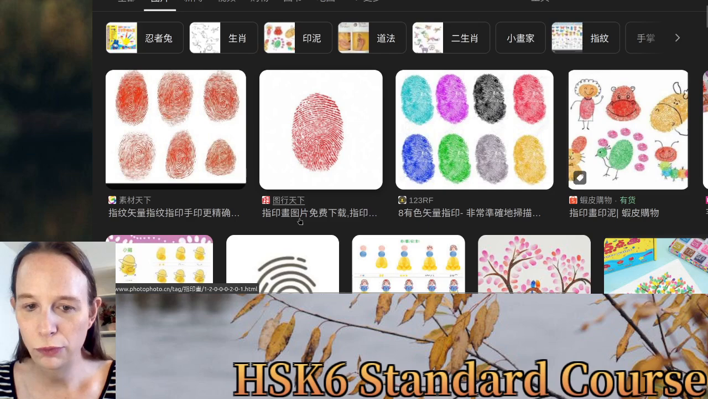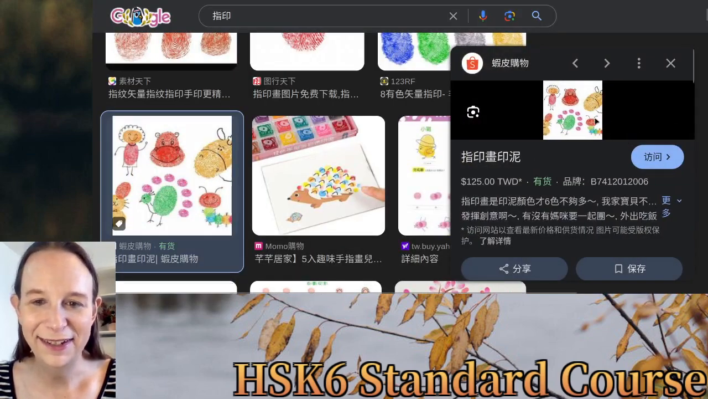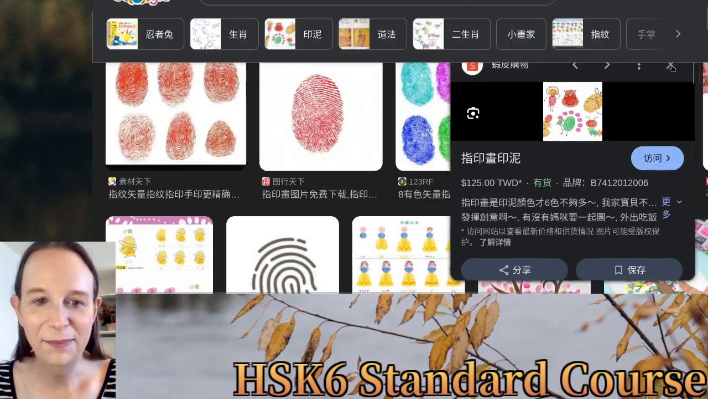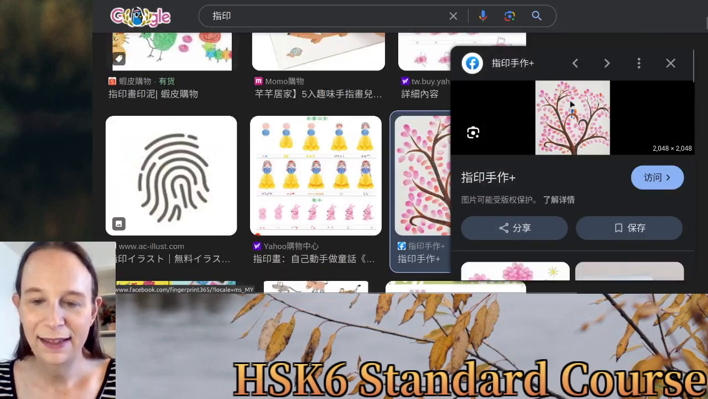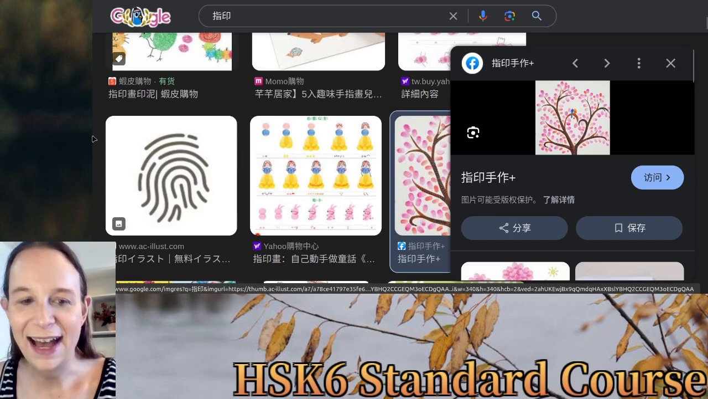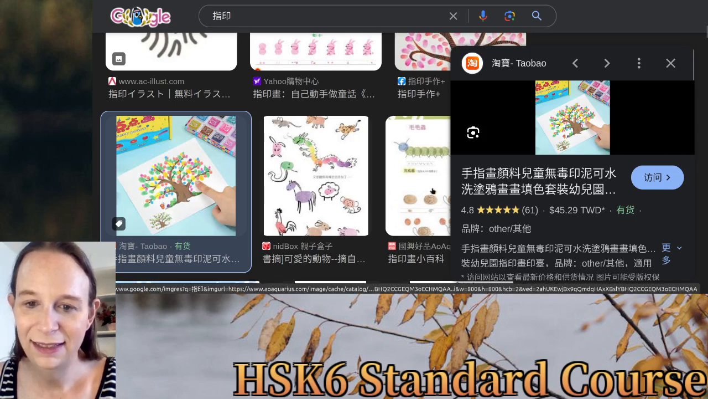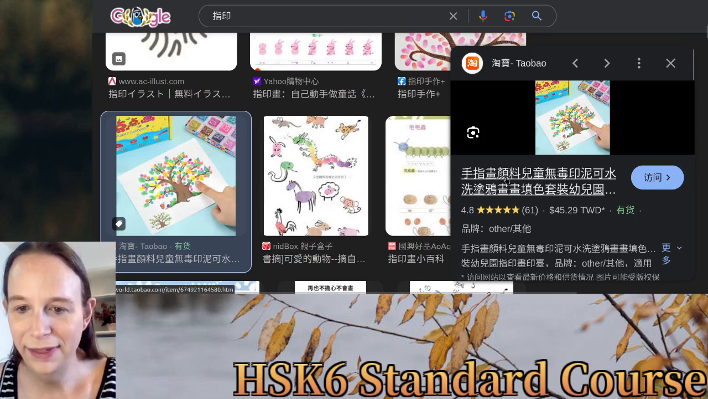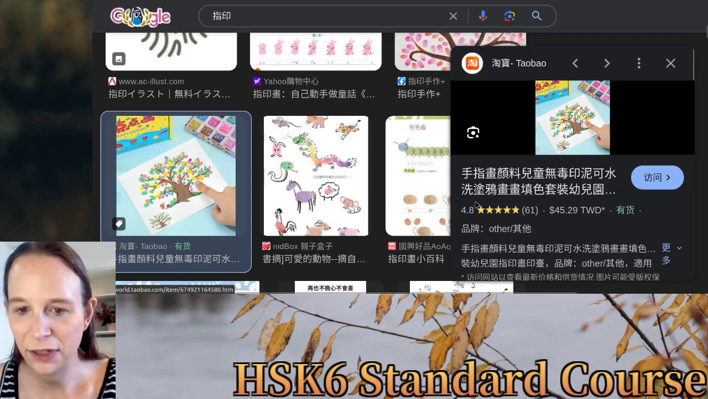Yeah, 指印输图片. Or it could also just do this sort of stuff for children, like finger painting. So it may not be all that important. Yeah, like this one. This is 指印手作. So this is like finger art. 指印. Yeah, okay. 手指输颜料儿童无毒印泥可水洗. What is this? Too confusing. Traditional.